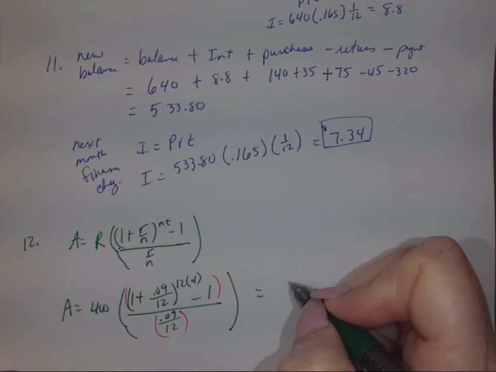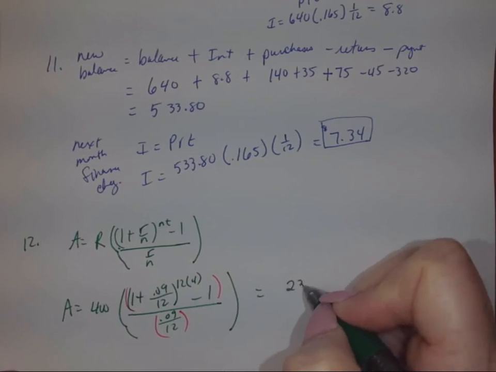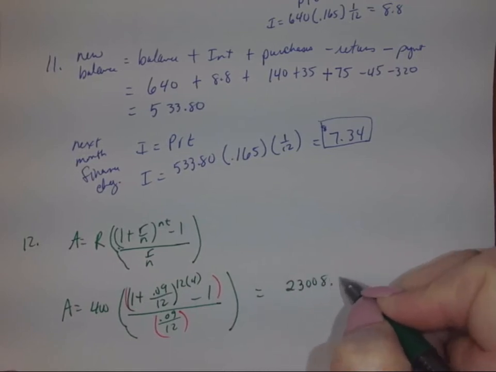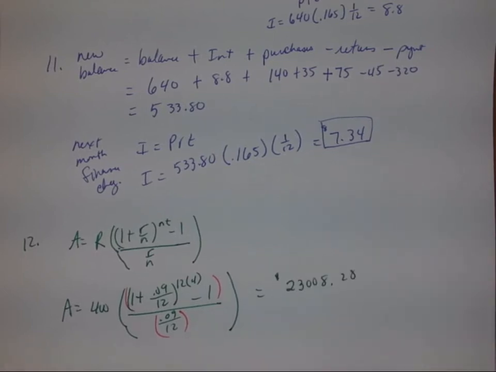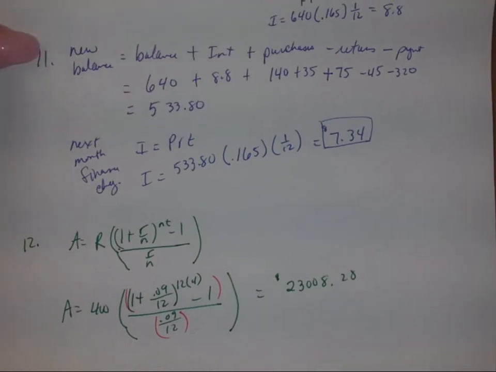You should get 23,008.28. That would be your total value of the ordinary annuity if you're paying in $400 for 4 years at 9%. All right, let's look at the next problem.